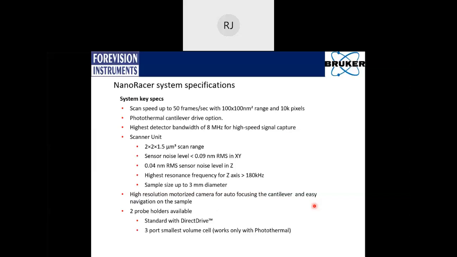We have 2 probe holders available with this system. One is standard with a direct drive, and the other is called the 3-port smallest volume cell. This 3-port smallest volume cell works with photothermal tuning only, and has a special capability to take microliter volumes with Hamilton injection. With the Hamilton injection, you can inject microliter volumes of your samples into the system and observe.